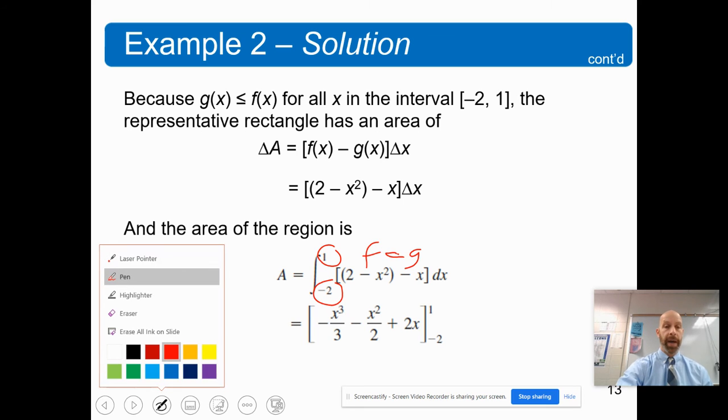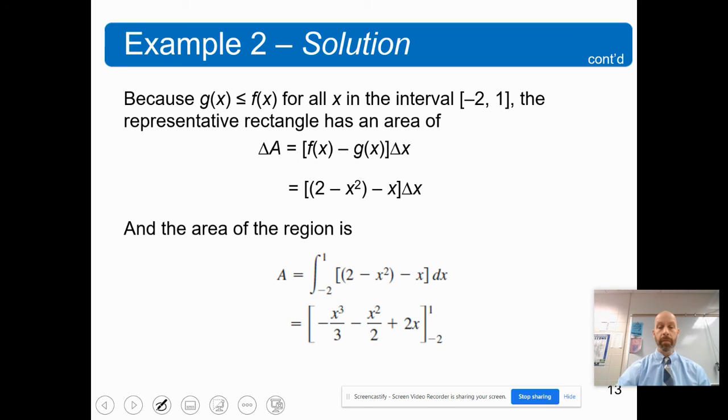So now we're going to go ahead and integrate. And you can see that we are using essentially the exact same integral, a nice easy one that we used on our previous example. Now we're integrating from negative 2 to 1, and we will get an answer of 9/2.